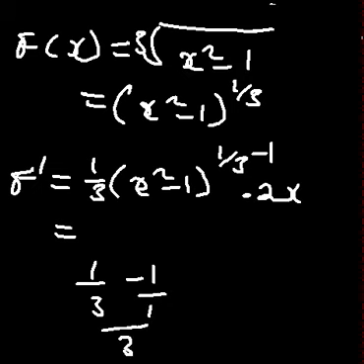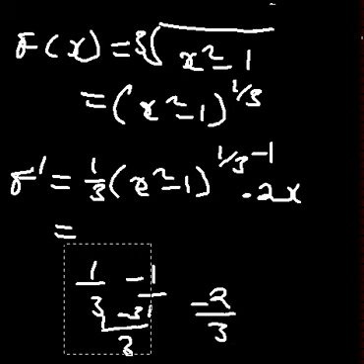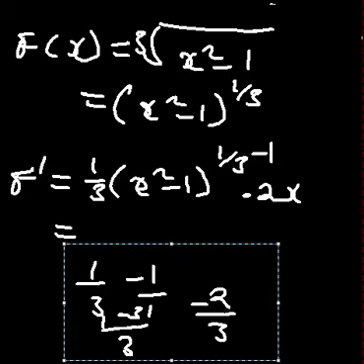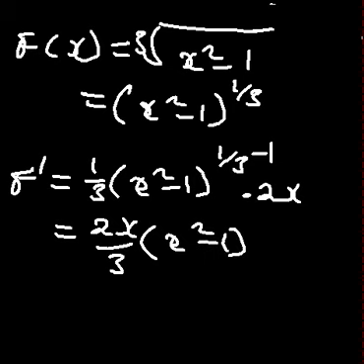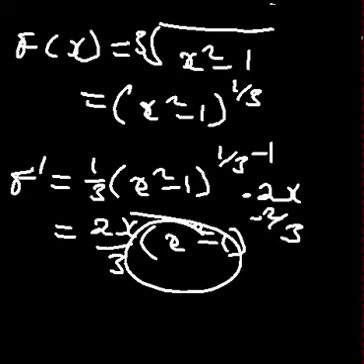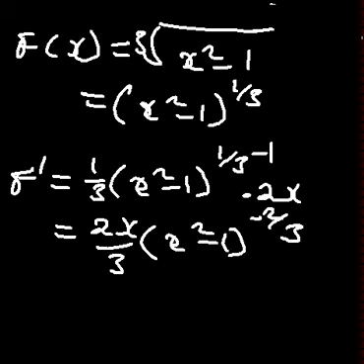Now I'll have 3 here, and negative 3 here, of which you have it as negative 2 over 3. That will be the answer there, negative 2 over 3. That will be the power. Now in this case we'll have 2x over 3 times x squared minus 1 to the power negative 2 over 3. So that is the derivative.